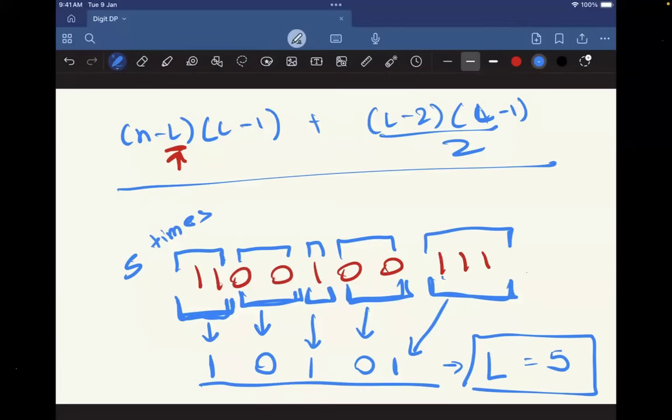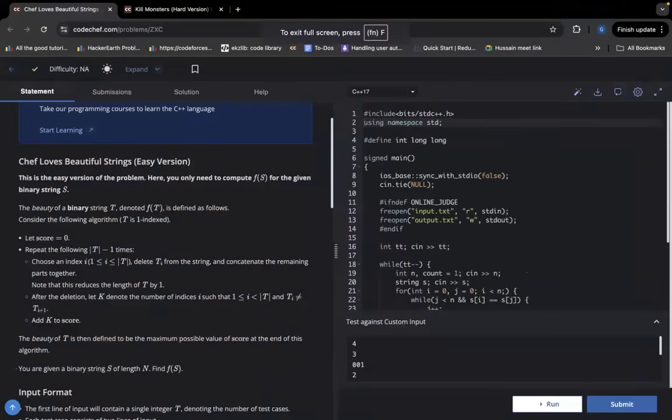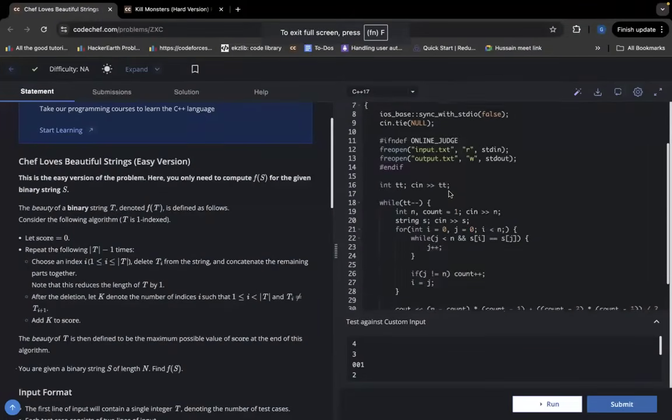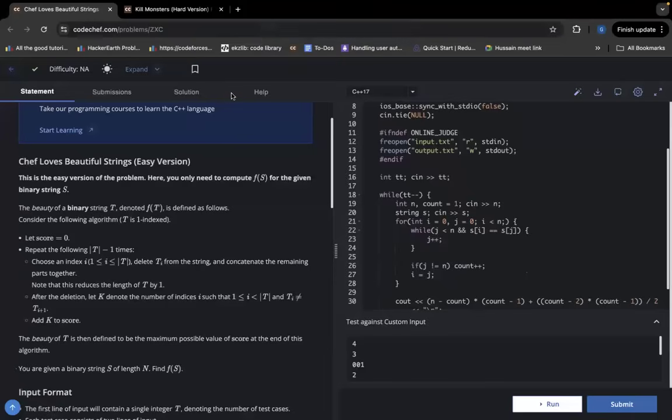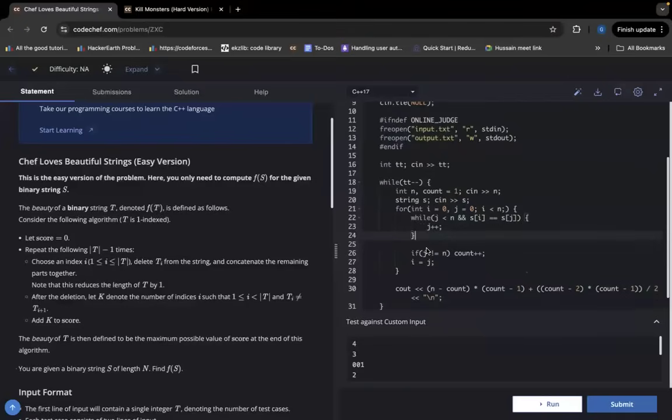Okay. So that is more or less it for the problem. It is a linear solution. Let me show you guys the code for the same. It's kind of a two-pointers you could say, but not really. So I want to count L. Okay. So how do I count L, guys?